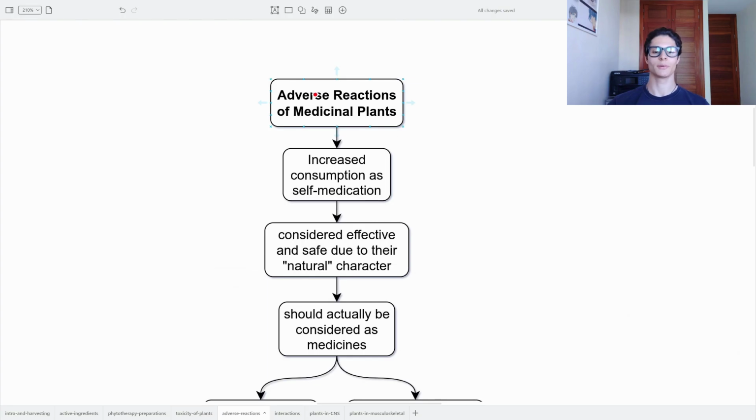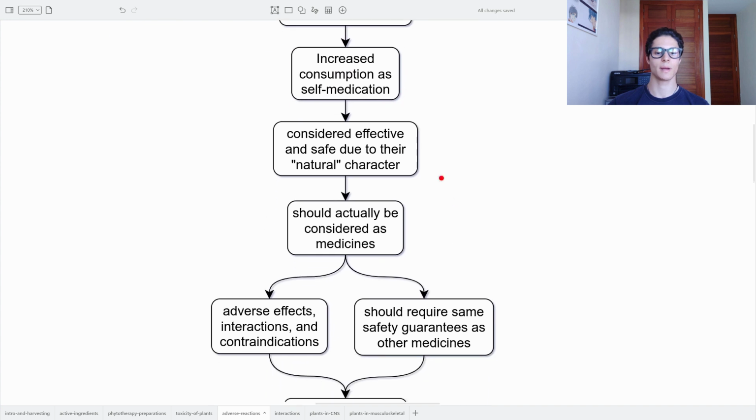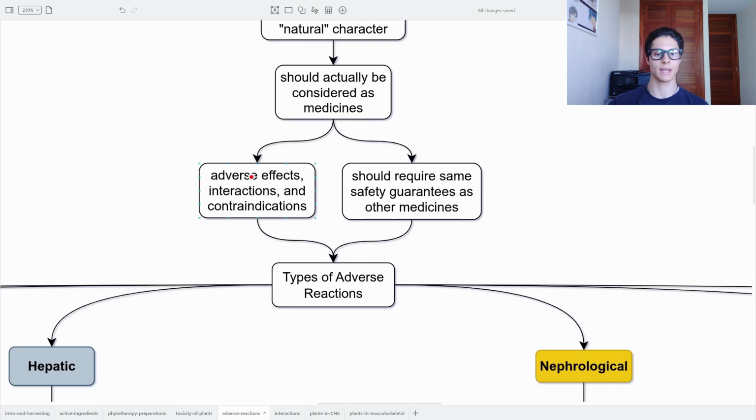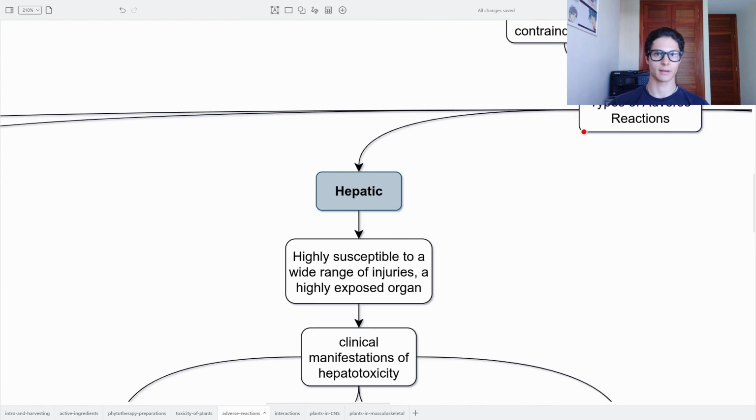Now it's time to talk about adverse reactions of medicinal plants. So there is an increased consumption as self-medication of medicinal plants because many people believe that natural is safer. But in reality, they should be considered as proper medicines because they have adverse effects, interactions, and contraindications. And they should require the same safety guarantees as all the medicines. So what are the types of adverse reactions we can find?